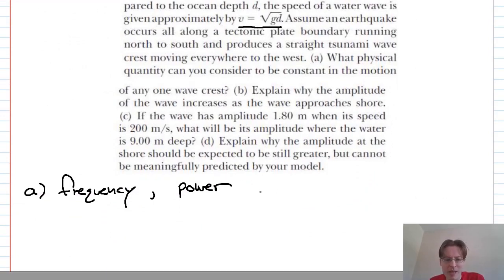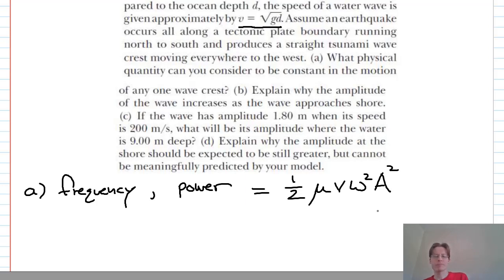So the power of the wave is equal to 1/2 mu times v times omega squared a squared. By the way, this equation is easy to remember. It's like 1/2 mv squared. Omega a squared is like the speed squared, the vertical speed, and you multiply it by the velocity of the wave to get the energy per second. Okay, so that's going to explain why the wave gets so big, why the tsunami grows.